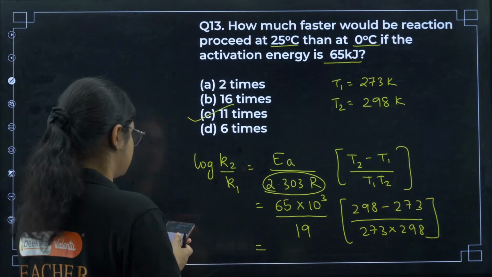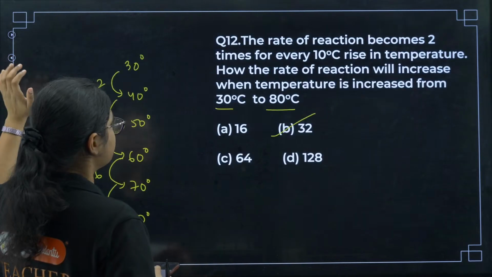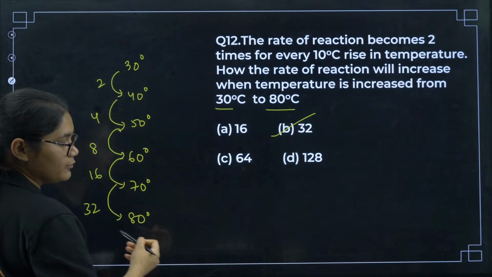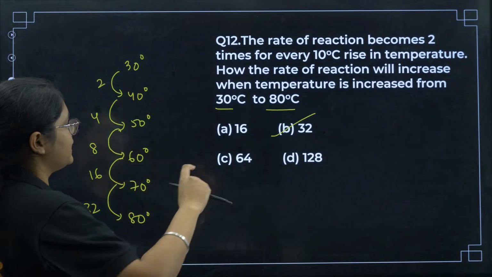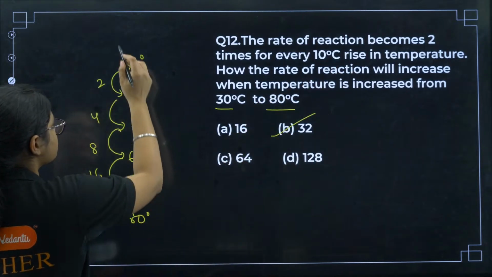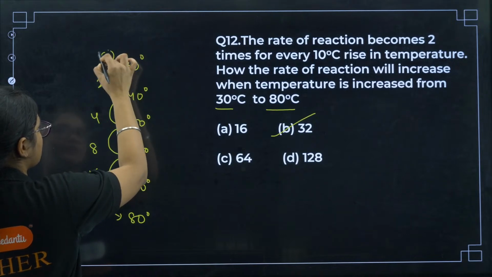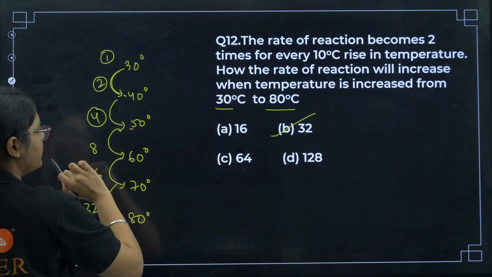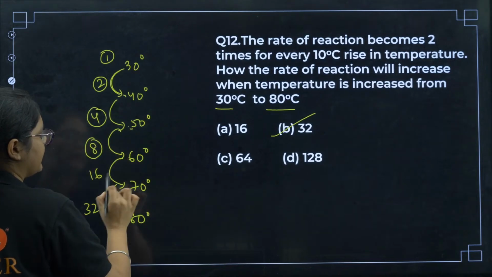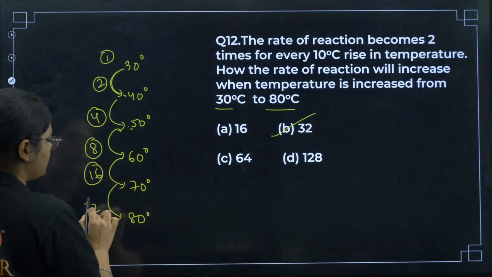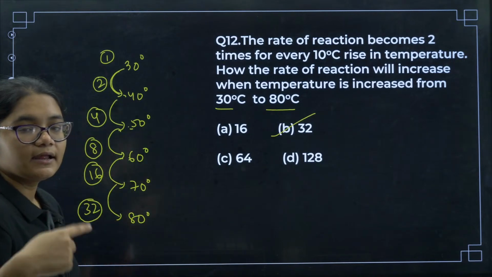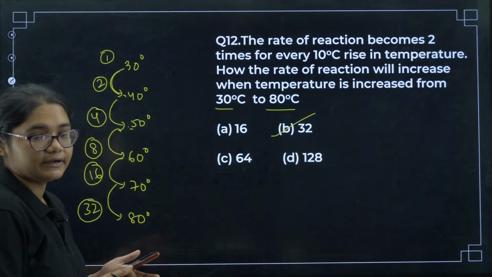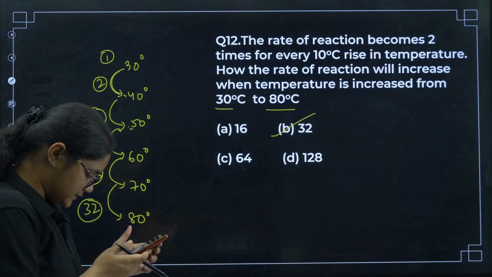Yes, 12th question one more time. Okay, Taiba, let me see. So Taiba, see, you have increased the temperature from 30 degree to 80 degree, right? For every 10 degree, the rate will become double. So when you started here, it was 1. When 30 to 40, it doubled, so it became 2. 40 to 50, it became double, 4. 50 to 60, double, 8. 60 to 70, 16. 70 to 80, 32. So for every 10 degree rise, the rate of the reaction will double. So that is why it will become 32. I hope this is clear.